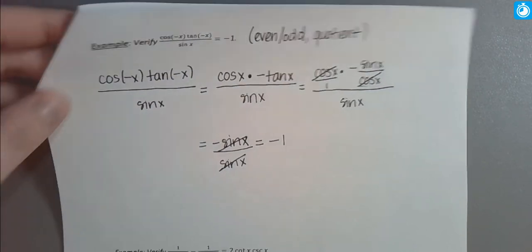Okay, let's look at another example. Stepping up a notch, slightly more complicated. So we want to verify that 1 divided by 1 minus cosine x minus 1 divided by 1 plus cosine x is equal to 2 times cotangent x times cosecant of x.